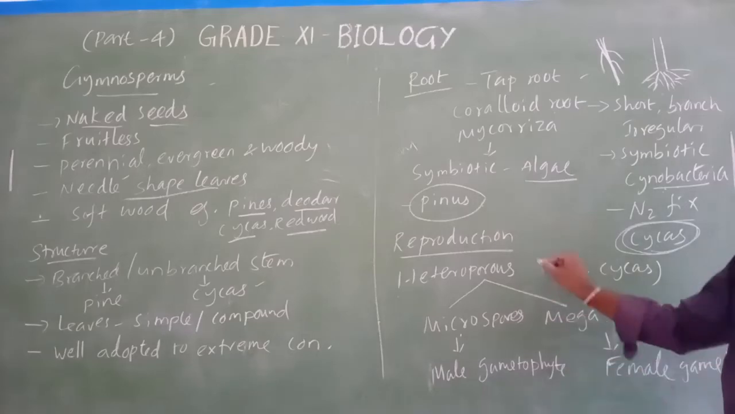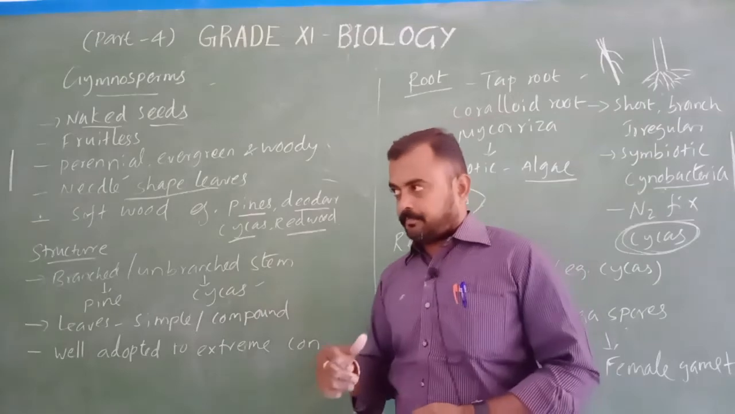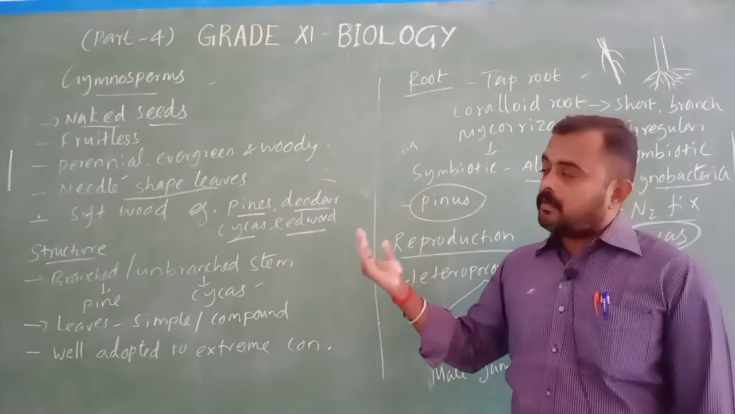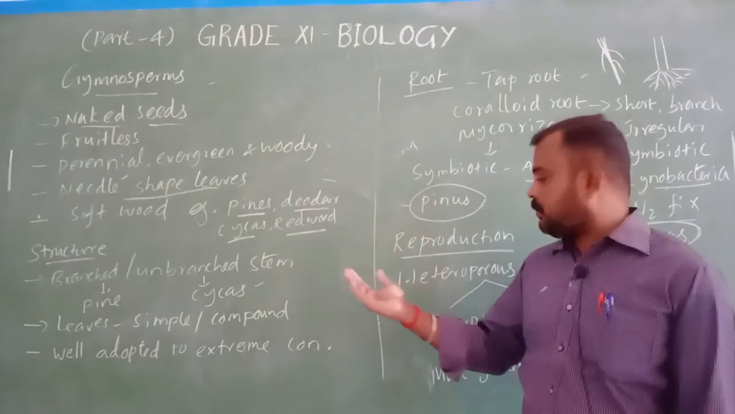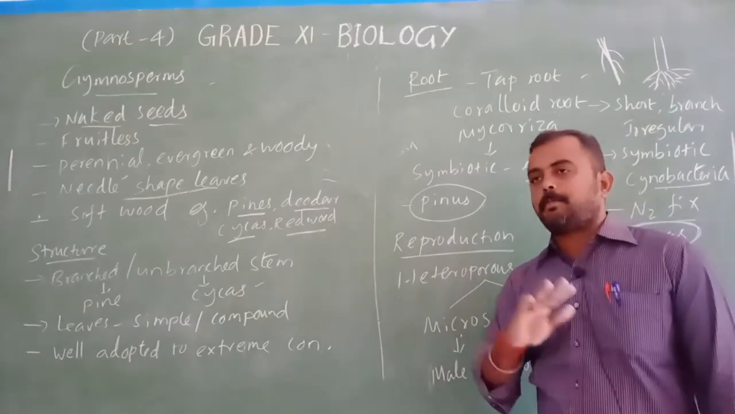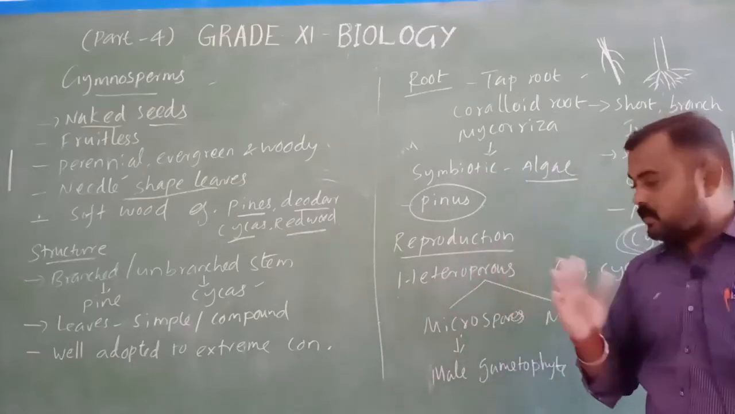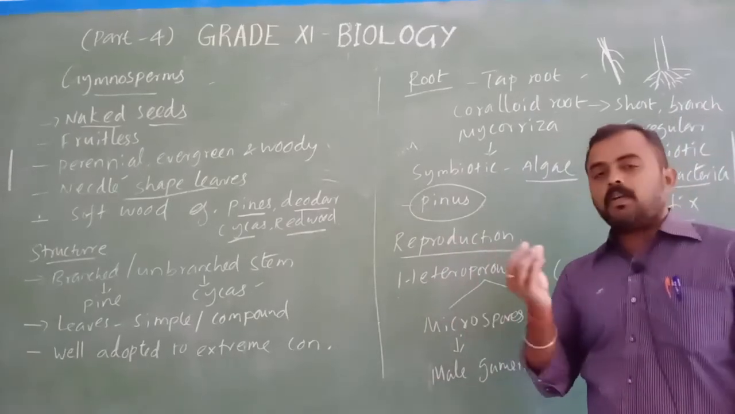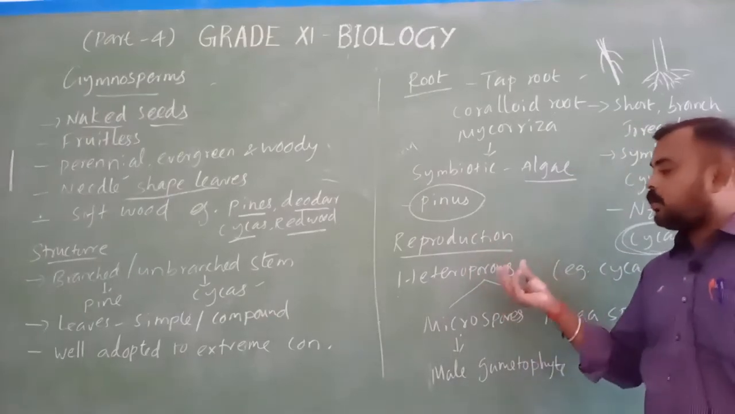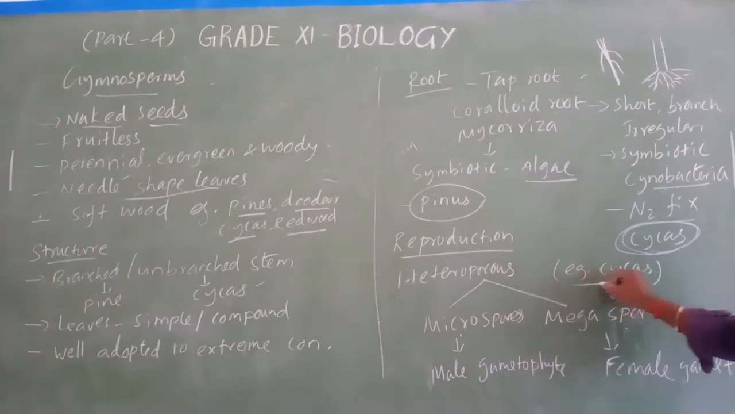Reproduction is heterosporous. In the previous class on pteridophytes we talked about monosporous and heterosporous. Monosporous means similar spores, there is no differentiation. But here we have differentiation: one is small, one is big. That differentiation of spores is known as heterosporous.